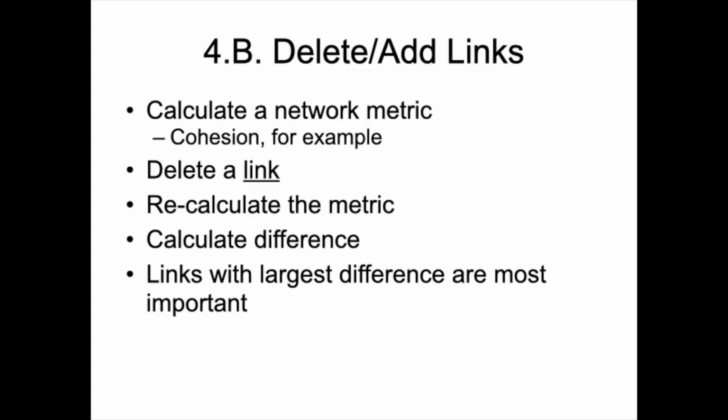And then you can do the same thing with links, right? You can add links or delete links, calculate a metric, calculate the difference, and then links with the largest difference are the most important ones, right? Whether you want to delete them or add them, okay? And you can do this for any network, and you calculate all of these differences, and then you put those differences into a matrix. And this is another way to do global network analysis, right? We can take a whole bunch of network metrics, toggle all the links, stack them up into an array, and start to analyze them and see what they say.